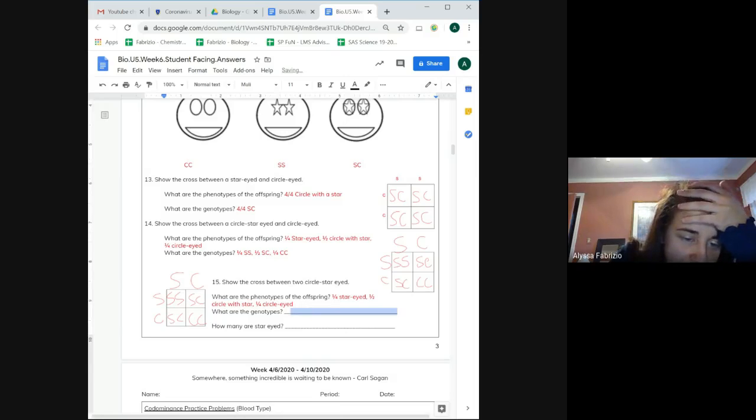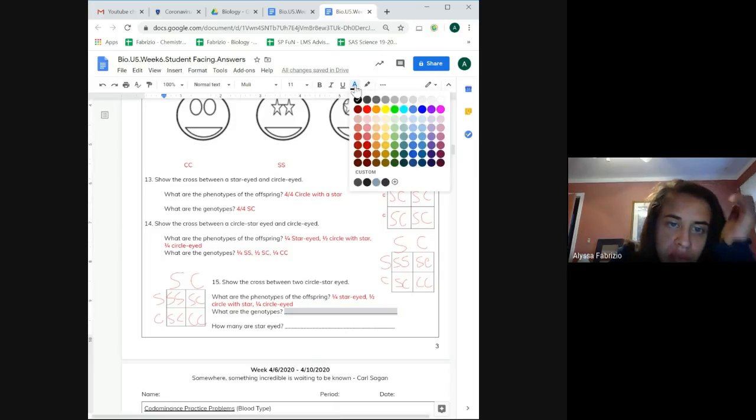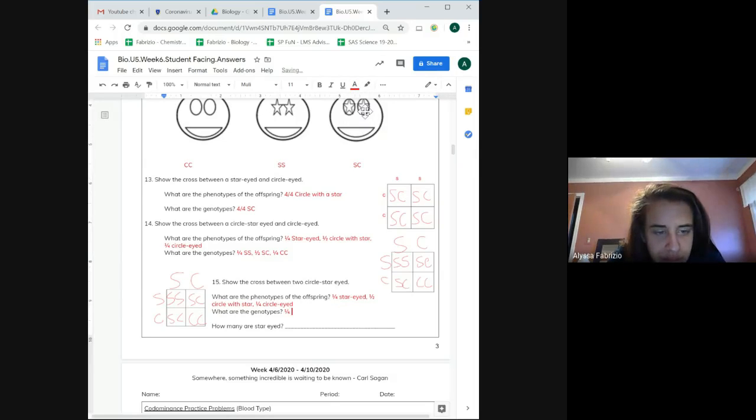What are our possible genotypes? So a quarter of them are going to be SS, half of them are going to be SC, and then another quarter of them are going to be CC. So how many star-eyed do we got? So we count them, 1, 2, 2 out of 4 star-eyed.